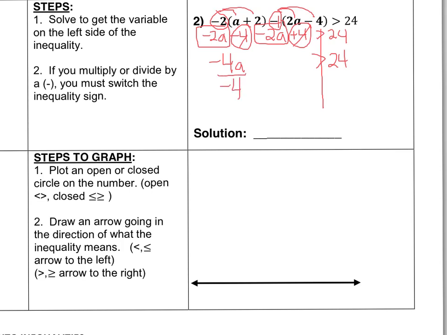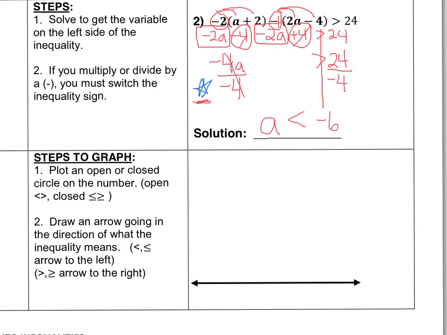So let's keep solving. Here we're going to divide by a negative 4. Now when you do that, what I always do is anytime I multiply or divide by a negative, I'm going to put a little star there to tell myself to not forget to switch my inequality. So this cancels, so then I have a, and because I've got this star here, I need to switch my inequality, so now it's going to be a less than symbol. And then 24 divided by negative 4 is negative 6.